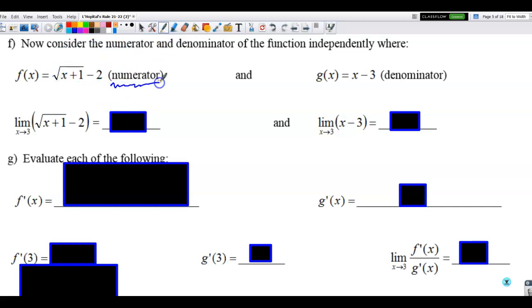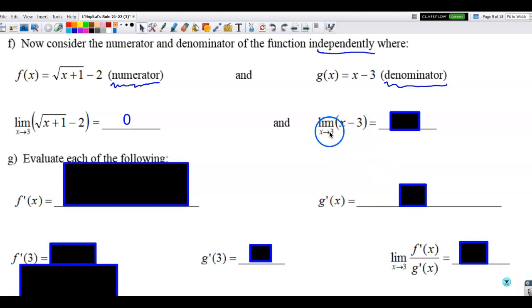independently. So I basically have taken the numerator off of the function and I've taken the denominator off the function, and you'll see that we're going to examine each of those independently of each other. So I'm naming the numerator f of x, and I'm calling the denominator g of x. When I find the limit as x approaches 3 in the numerator alone, I get a y value of 0. And having a y value of 0 in the numerator is never a problem.